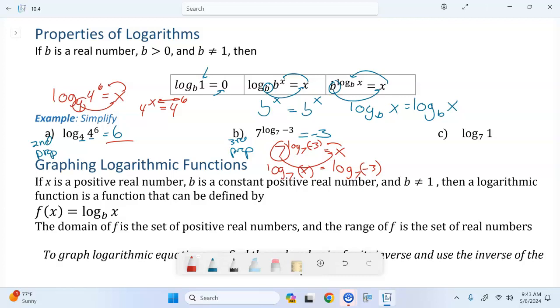And then c, we've seen two examples of that already. Any logarithm with an argument of 1 has to equal 0.